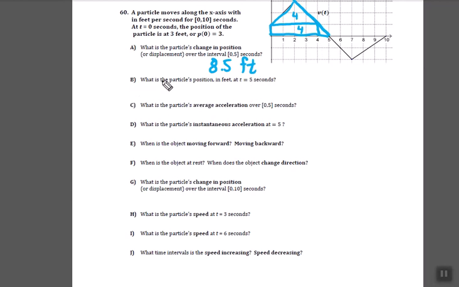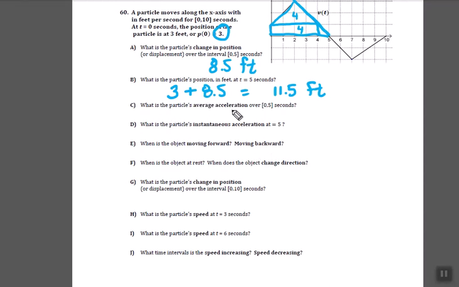Part B, what is the particle's position? Well, you're taking the original 3 that it started with. It just moved 8.5 feet forward. So by the time it got to 5 seconds, this little particle is at 11.5 feet. So that's what it's asking you to do there.